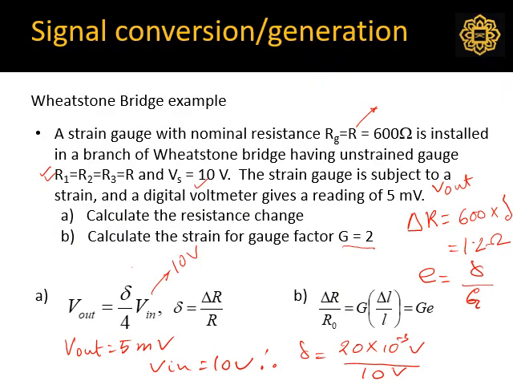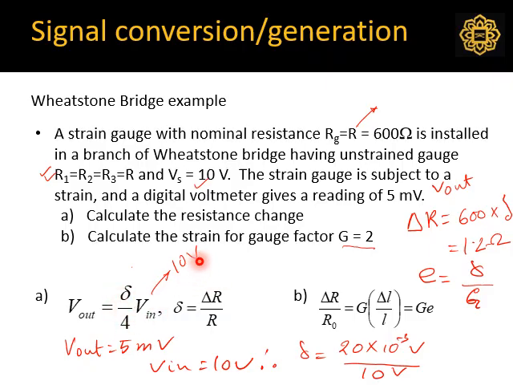Okay. Now let's talk about a simple example. A strain gauge with a nominal resistance Rg equals R, and all other R2, R3, R4 equal to R, where R is 600 ohm, is installed in a bridge circuit. Vs equals 10 volts. The strain gauge is subject to a strain, and the digital voltmeter gives you a V out of 5 millivolt. Calculate the resistance change, that is delta R, and calculate the strain if the gauge factor is G equals 2. Now we know that V out equals delta over 4 V in.